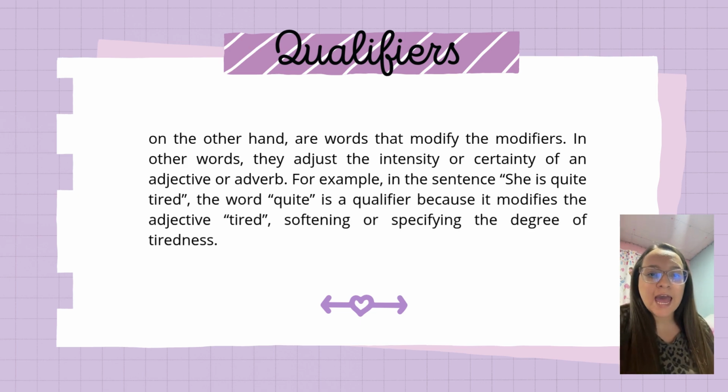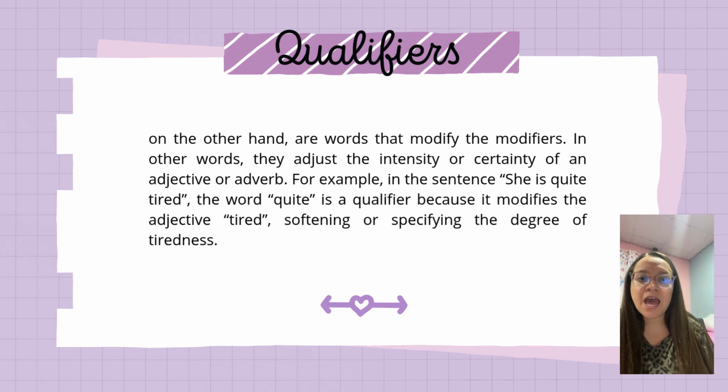Now let's look at qualifiers. A qualifier is a word that modifies a modifier. In other words, it adjusts the meaning of an adjective or an adverb. Qualifiers help us express the degree or intensity of something. Some common qualifiers are very, quite, too, almost, rather, etc.